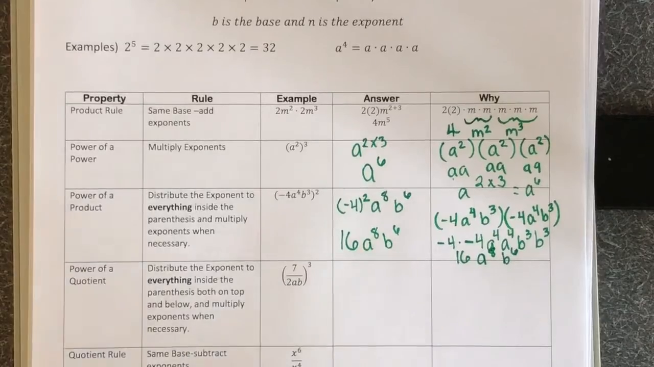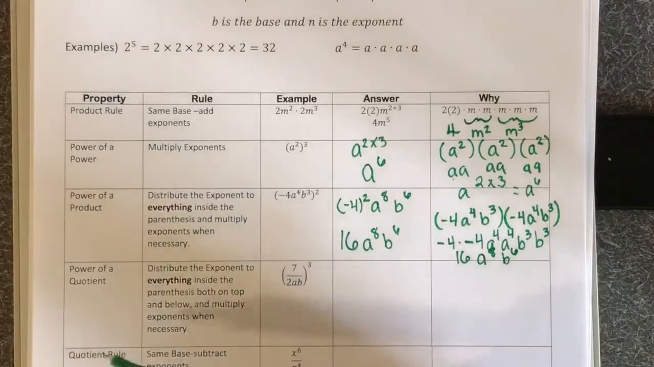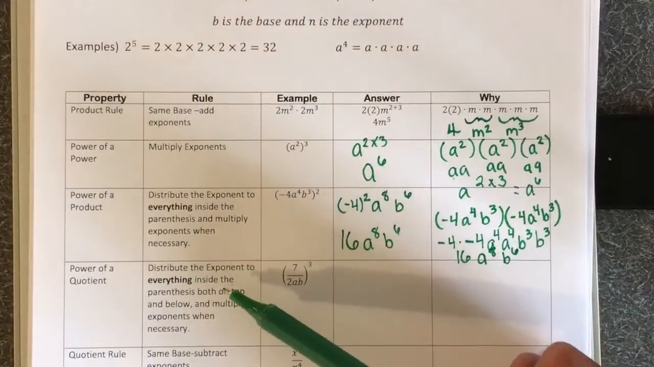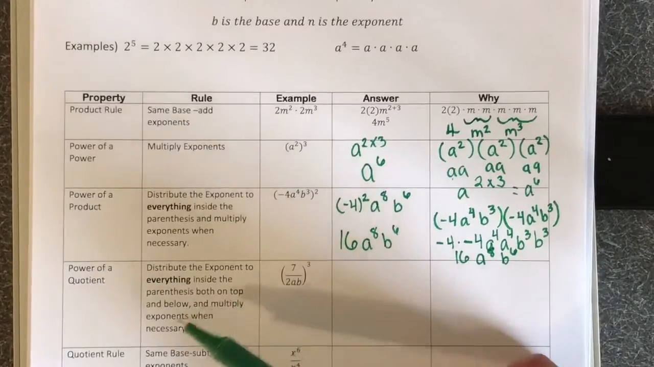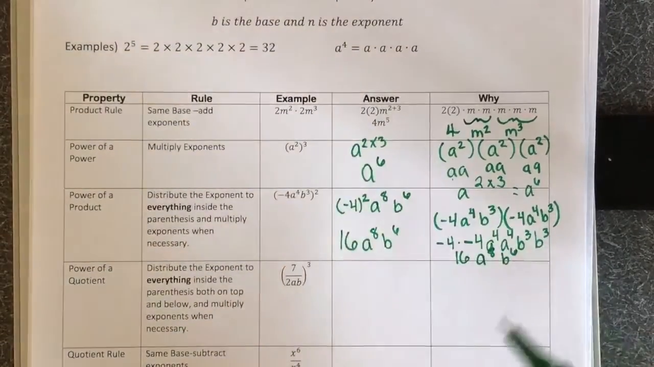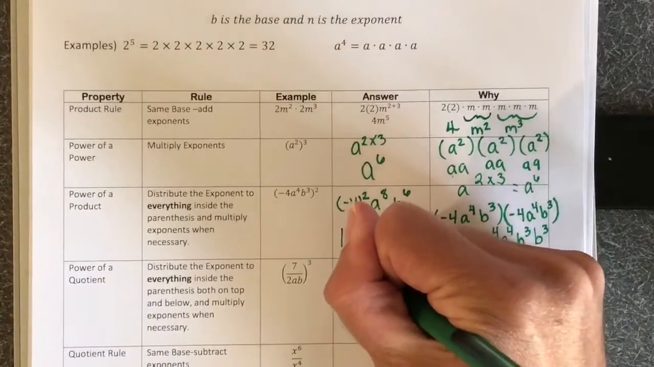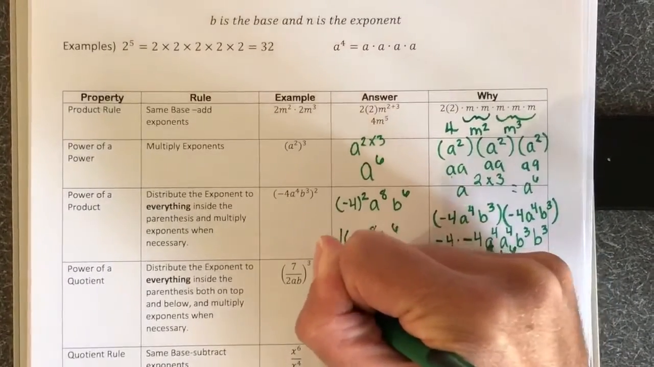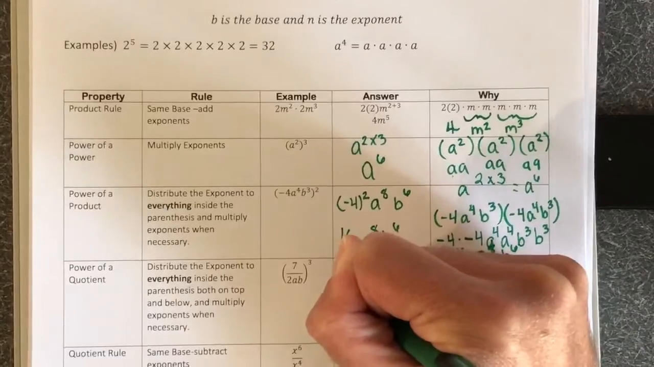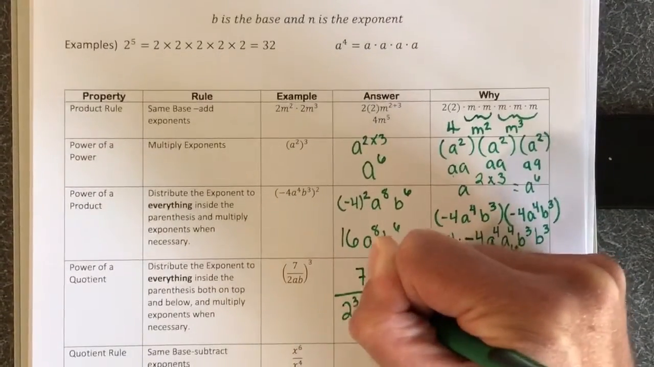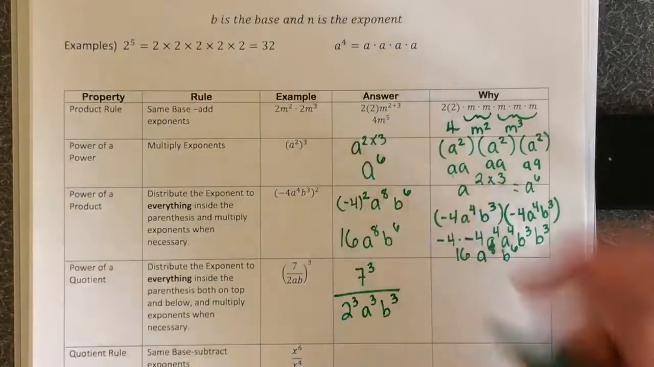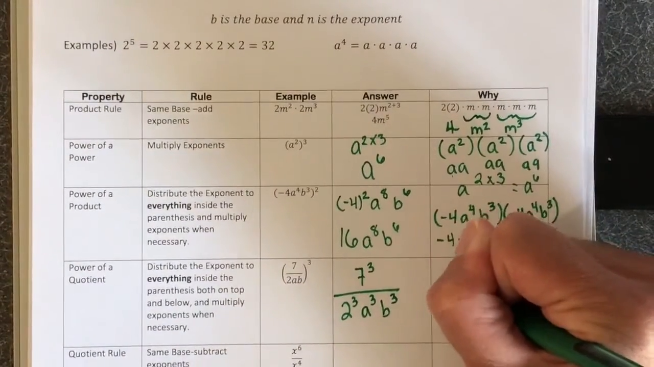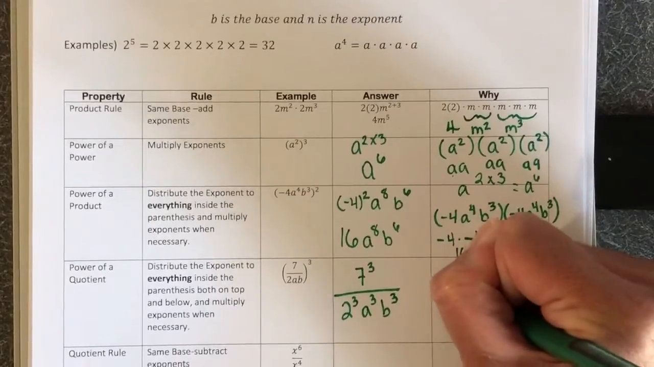So now our next property, power of a quotient. Okay, well this one's also very similar to power of a product. So the rule says to distribute the exponent to everything inside the parentheses, both on the top and the bottom, and multiply when necessary. So this now becomes 7 to the 3rd power over 2 to the 3rd power, a to the 3rd power, b to the 3rd power. Well, when in doubt, expand it out. So I have 3 groups of 7 over 2ab.